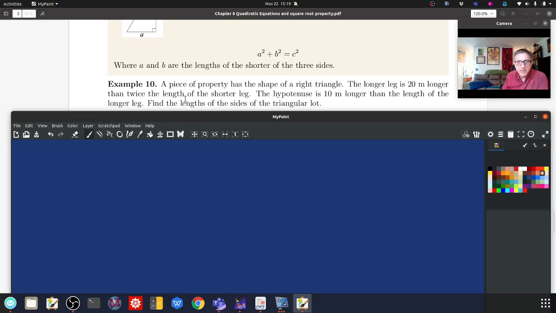At any rate, so we have a piece of property that has the shape of a right triangle. That means the Pythagorean theorem is going to hold. The longer leg is 20 meters longer than twice the length of the shorter leg. So let's write this down. Let x be the shorter leg.